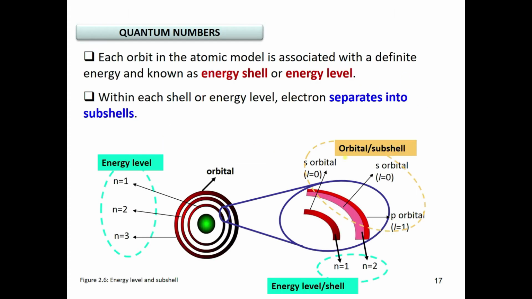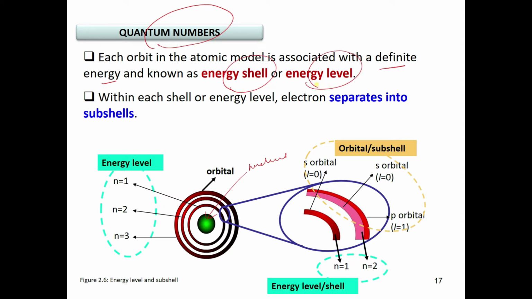In order to define the electronic configuration, scientists came up with the concept of quantum numbers, where each orbit is in the atomic model. So you see here is the nucleus, and then the highest probability of finding the electron at a certain level of energy from the nucleus is in the orbitals. The orbitals have a definite energy, known as the energy shell or energy level.